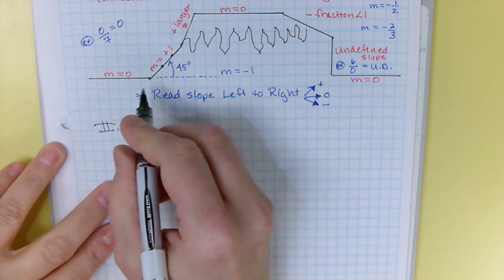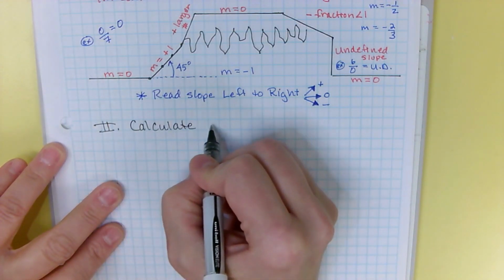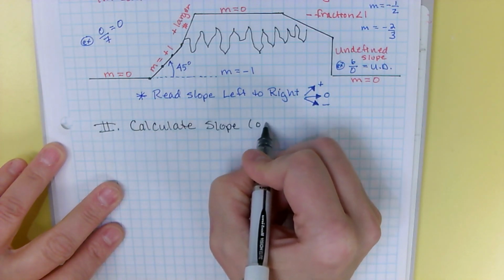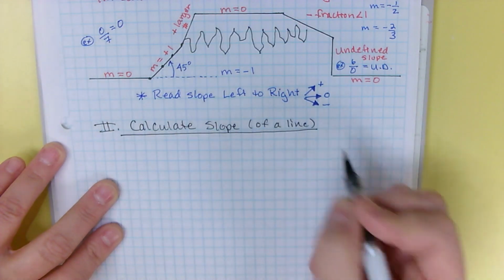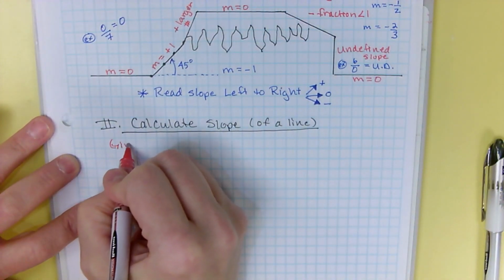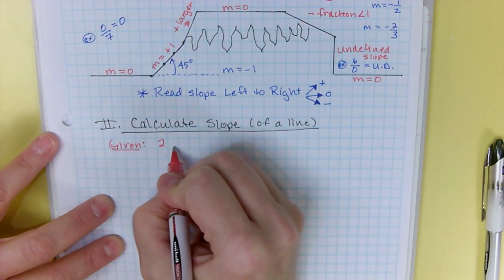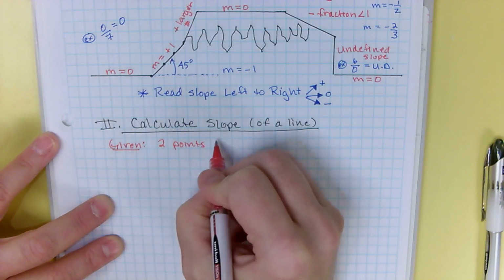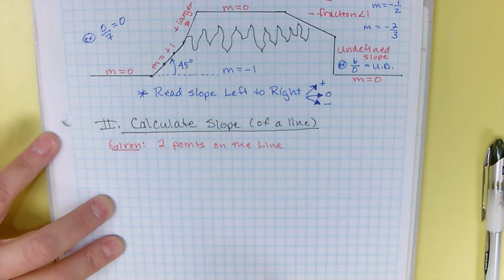All right, Roman numeral 2. We're going to calculate slope of a line. You can't calculate the slope of a point or a curve. It must be a line. All right, so when you calculate the slope of a line, you have to have been given 2 things. You have to have 2 points on the line. If you don't have that, you can't do the slope.